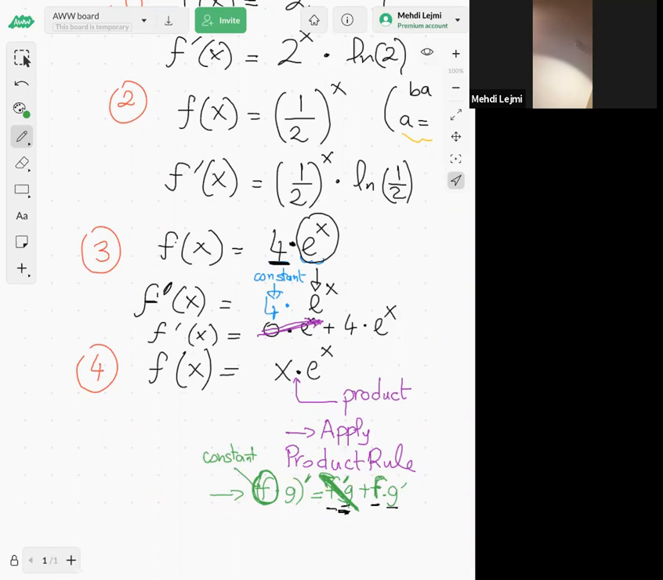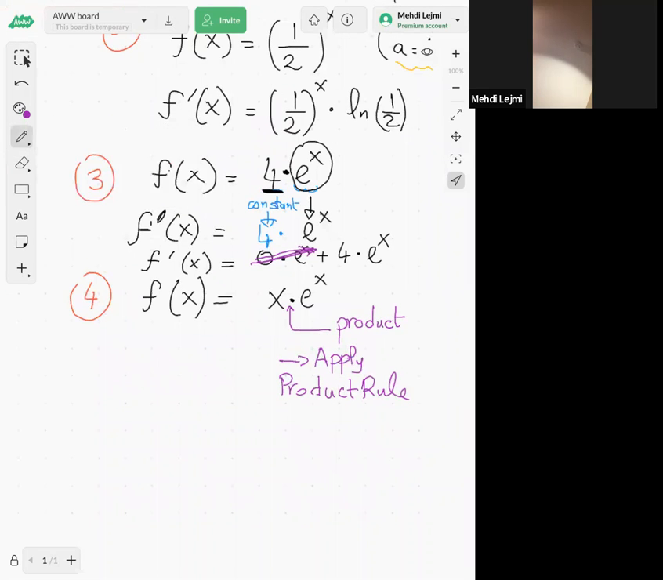So here in example number 4, we apply the product rule again. Let me remind you the product rule. I'm going to write it here. We have f times g. The derivative, we said, is f prime g plus f g prime.